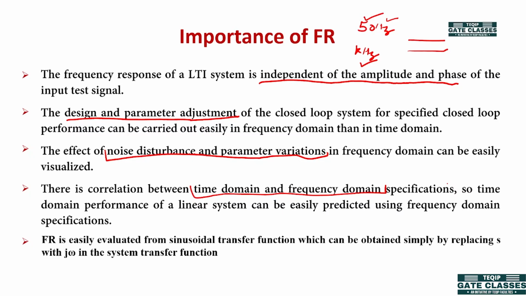Last but not the least, the sinusoidal transfer function can be obtained simply by replacing s with j omega. So if we have a transfer function G(s) equal to 1 by (sT plus 1), then the frequency response of this would be G(j omega) equal to 1 by (j omega T plus 1). You can simply replace s by j omega and you will get the frequency response. It is as simple as that. So these are the advantages of frequency response. Let's see how we get the time response from frequency response.